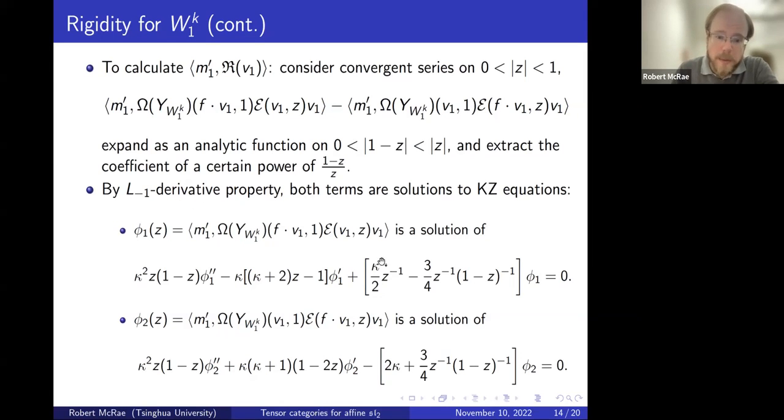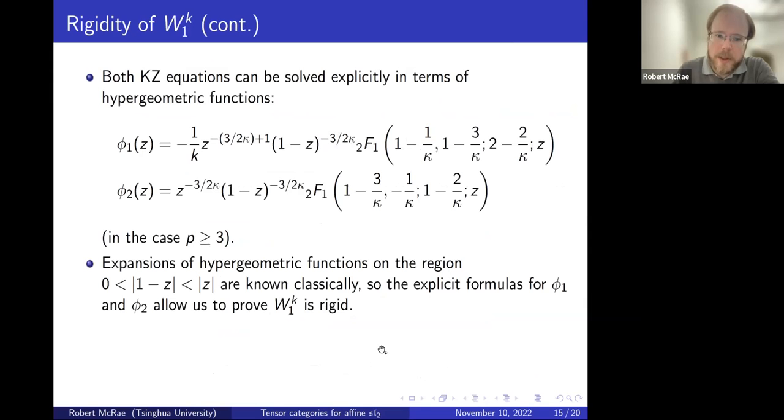series. They both look similar. They're both second order differential equations with singular points at z equals 0, z equals 1. Both of them depend on this shifted level kappa in some way. But they're not the same, so we have to solve them separately, but fortunately they can be solved. We can actually solve explicitly in terms of hypergeometric functions. So these are the solutions.